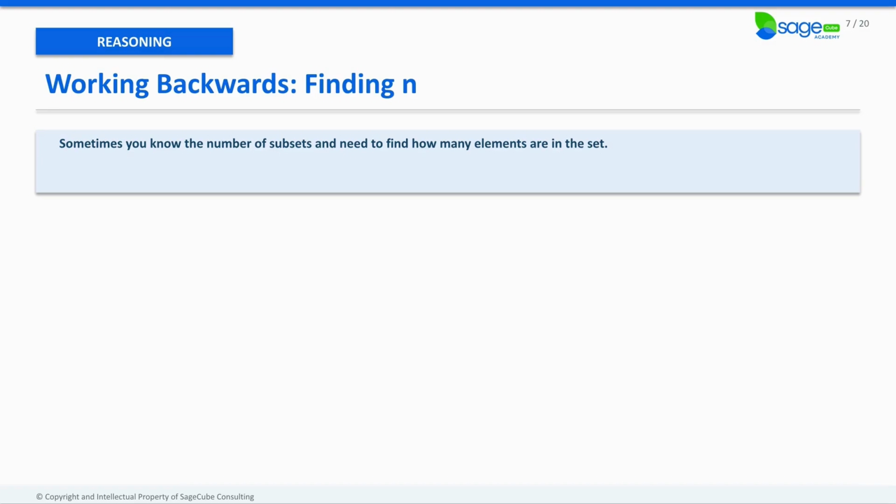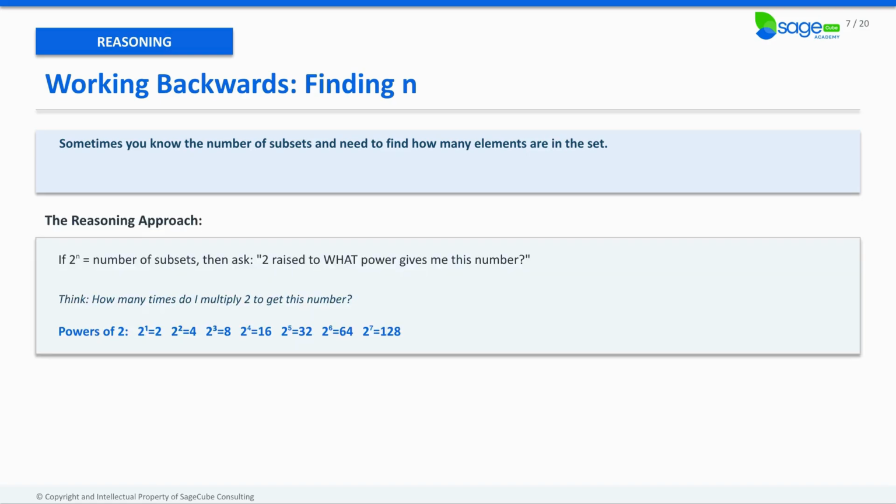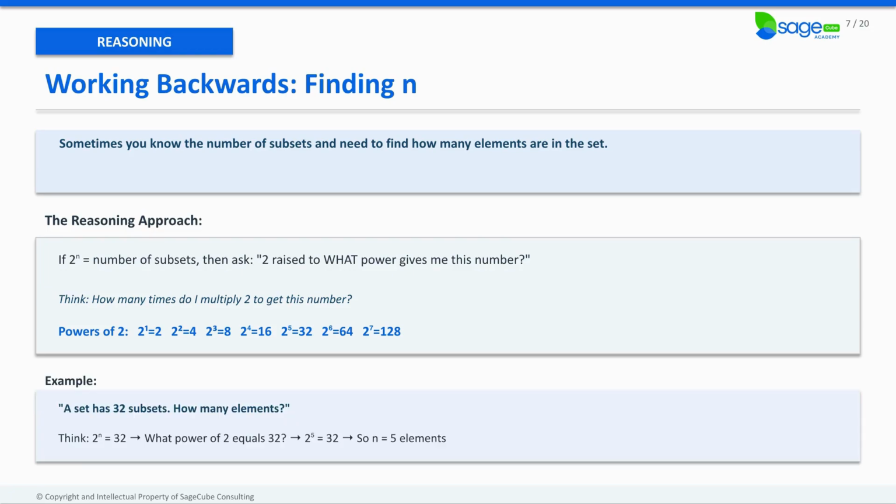So sometimes you are given the number of subsets and you need to find n. The approach is to ask, what power of 2 gives me this number? You know your powers of 2, okay? So 2, then 2 to the power 2 is 4, 2 to the power 3 is 8, 2 to the power 4 is 16, 2 to the power 5 is 32, like that, 64, 128. So if I give you an example that a set has 32 subsets, how many elements would that be?